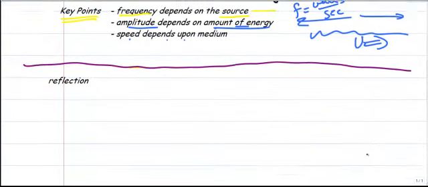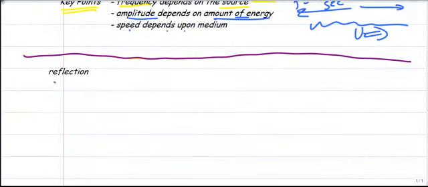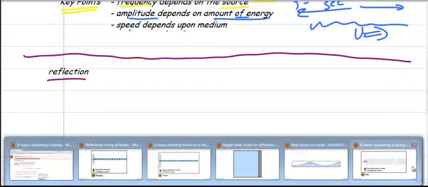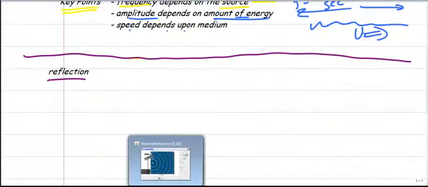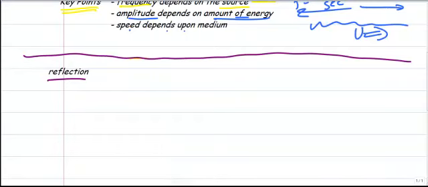Okay, in the next class, we moved on and we started talking about reflection of waves. And the first thing we did was we took a look in the ripple tank and reflected our circular waves off of a solid barrier. And let's take a look at how these circular waves transmit.